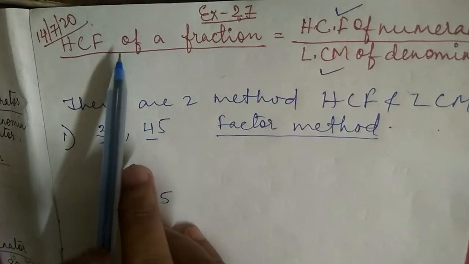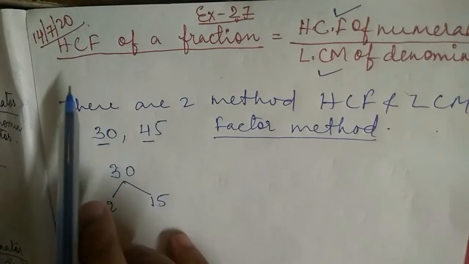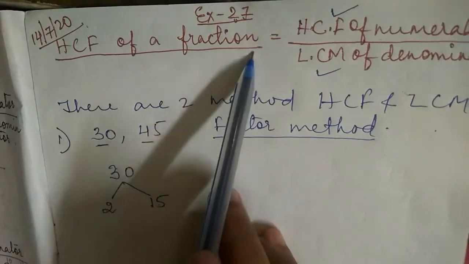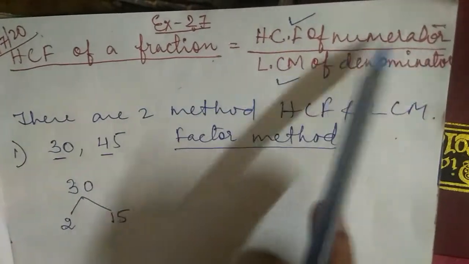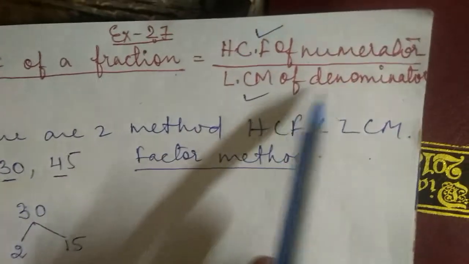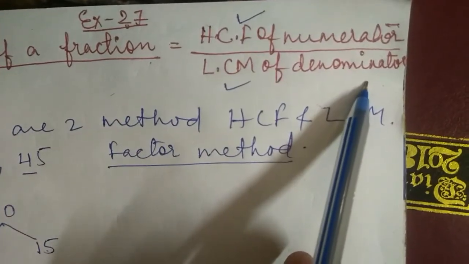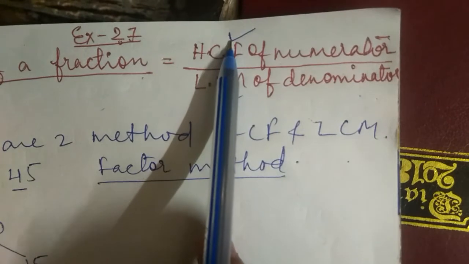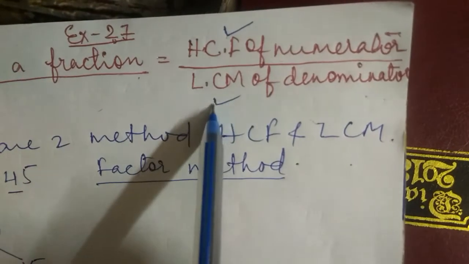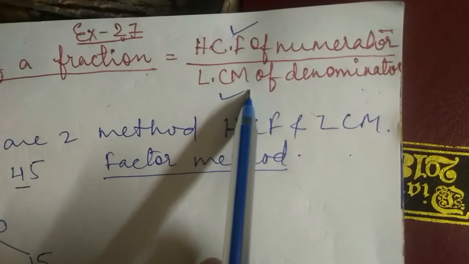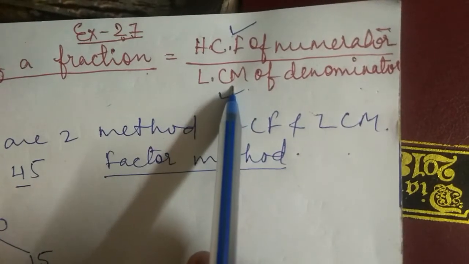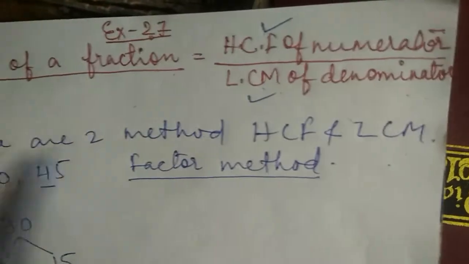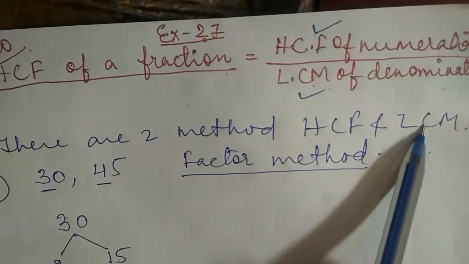Class, as I have stated earlier, today we will learn how to find the HCF of a fraction. I have already given you the formula. HCF of a fraction is equal to HCF of the numerators divided by LCM of the denominators. For this, as I told you, we have to find the HCF and LCM of numbers. So today I am telling you how to find HCF and LCM of different numbers. There are two methods of finding HCF and LCM.